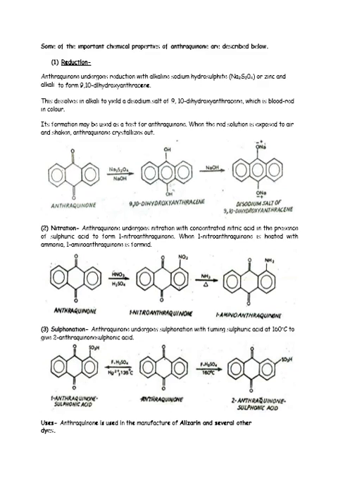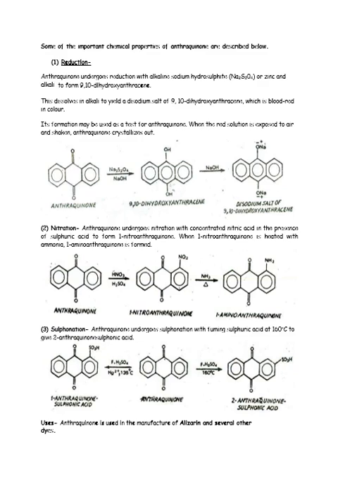Some of the important chemical properties of anthraquinone are described below. First, reduction. Anthraquinone undergoes reduction with alkaline sodium hydrosulfite, Na2S2O4, or zinc and alkali to form 9,10-dihydroxyanthracene. This dissolves in alkali to yield a sodium salt of 9,10-dihydroxyanthracene, which is blood red in color. Its formation may be used as a test for anthraquinone. When the red solution is exposed to air and shaken, anthraquinone crystallizes out.